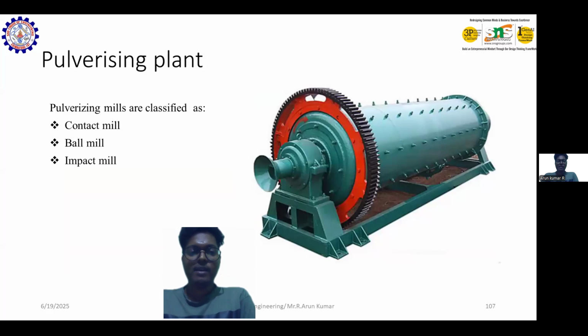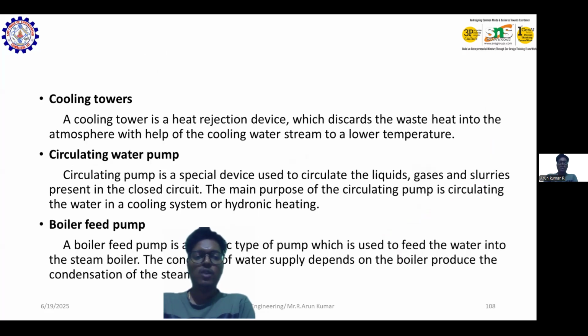The next one is the pulverizing plant. The purpose of this one is that the coal is converted into a particular shape or size. We have to convert it into a uniform shape and process it for the boiler heating purpose. Pulverizing mills are classified as contact mill, ball mill and impact mill. These are the classifications of pulverizing mills, and using any one of them the coal is converted into the required shape.